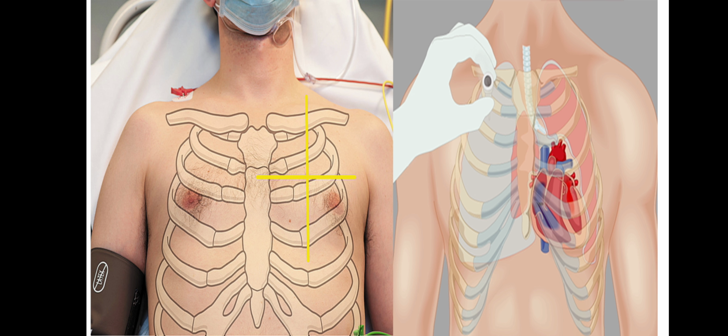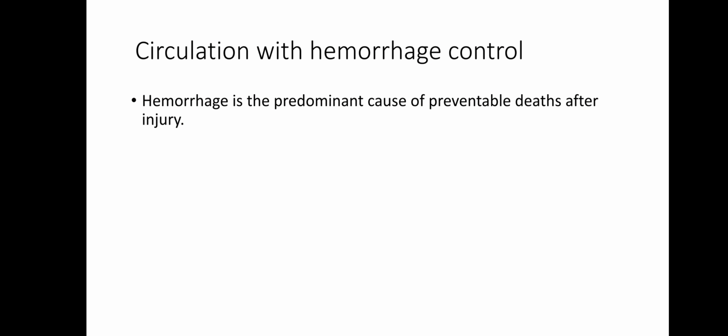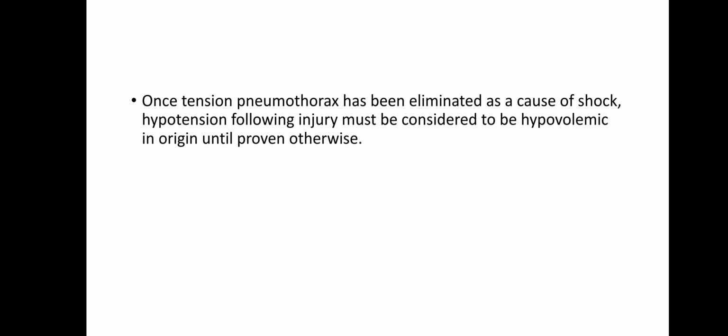Circulation with hemorrhage control. Circulatory compromise in trauma patients can result from many different injuries. Hemorrhage is the predominant cause of preventable deaths after injury. Identifying and stopping hemorrhage are therefore crucial steps in the assessment and management of such patients.